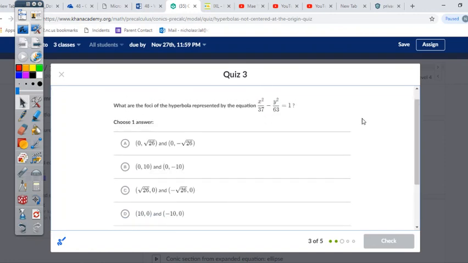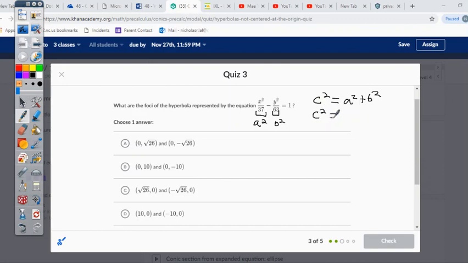What are the foci of the hyperbola represented by the equation x squared over 37 minus y squared over 63 is equal to 1? Okay? So, in this case, 37 is equal to a squared. 63 is equal to b squared. So c squared is equal to a squared plus b squared. So c squared is equal to 37 plus 63, that's going to be 100. So c squared is equal to 100, which means take the square root of both sides. c is equal to 10.